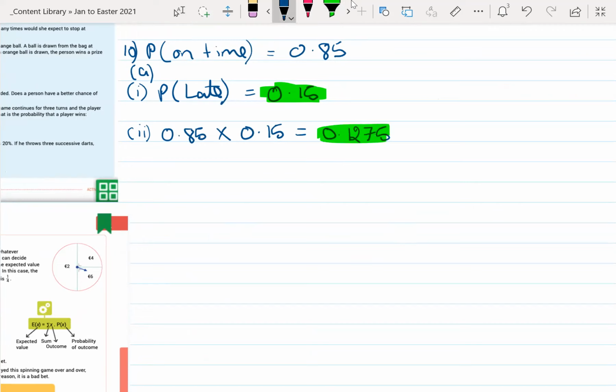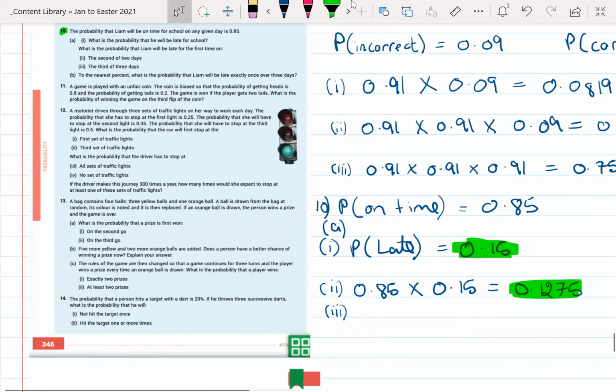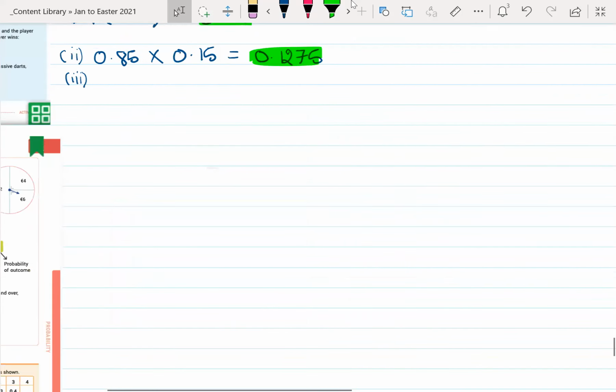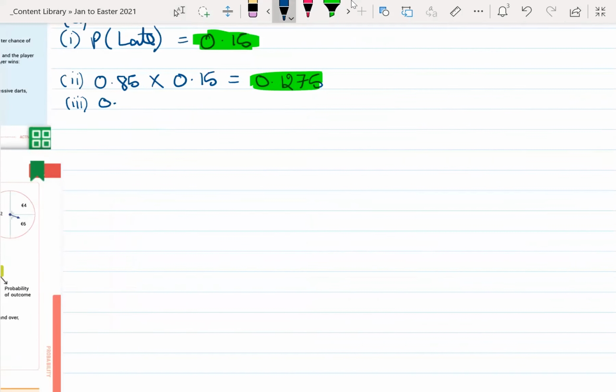Part 3. So what will be the probability that Liam will be late for the first time on the third of the 3 days? So he was on time first day, on time second day, late third day. Okay, we multiply out those and we get 0.1083. I'm rounding off there. So just over 10% basically.